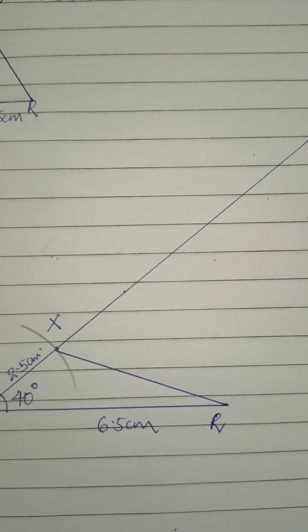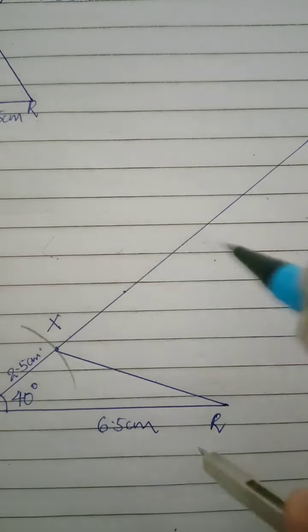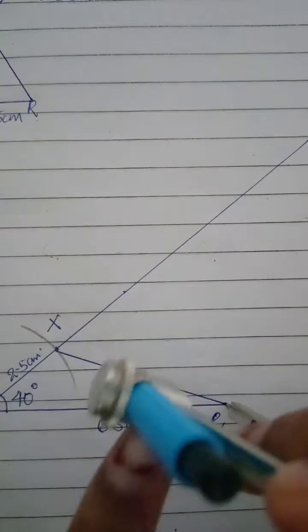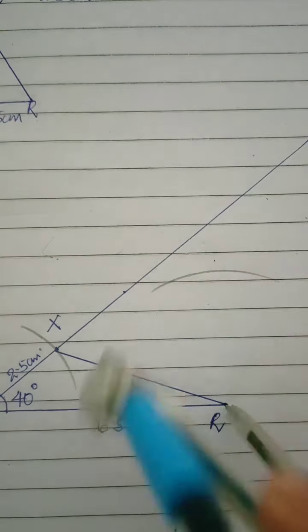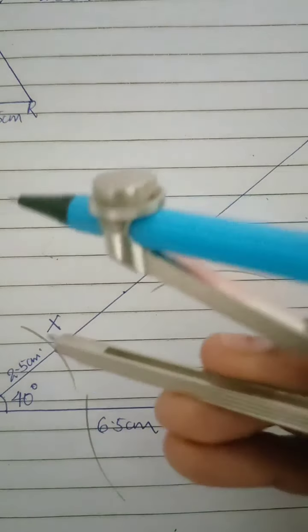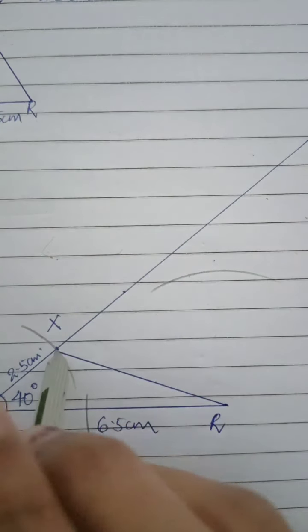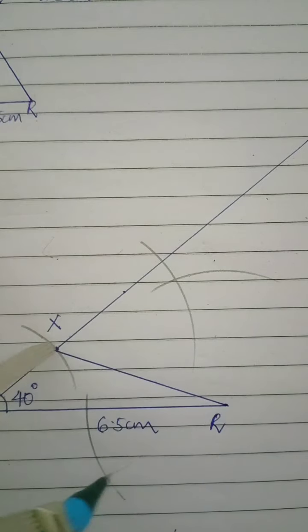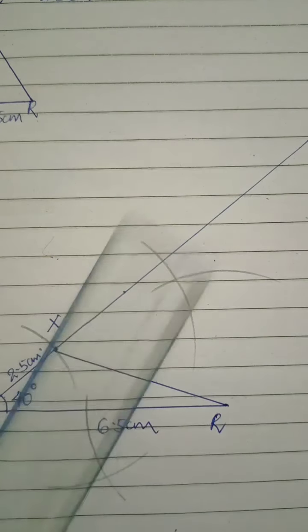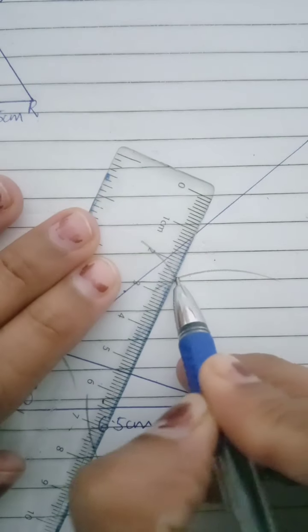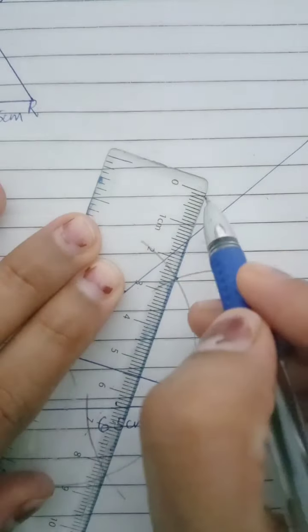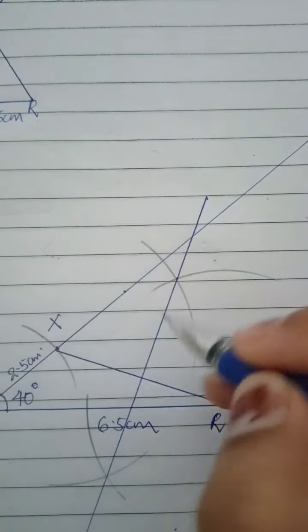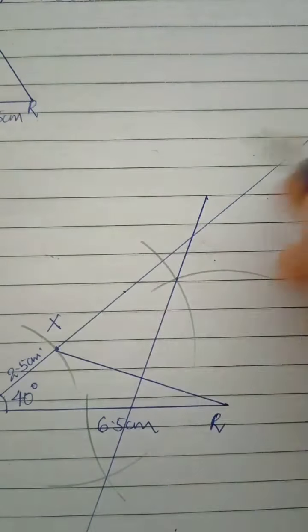Okay. So keep the compass point at X. Take more than half. One arc down, one arc up. Same way, keep the compass point on R. Cut the arc. Okay. Now extend it, and let it cut the ray.